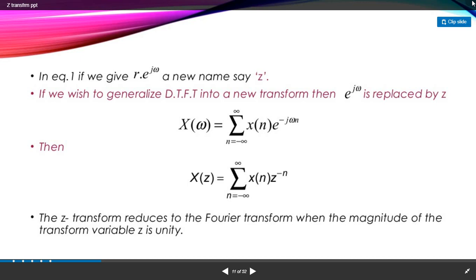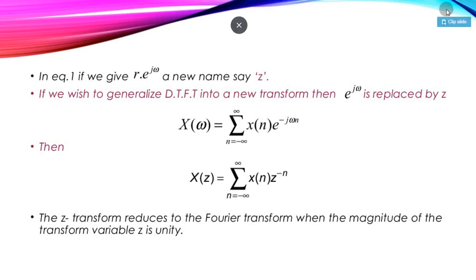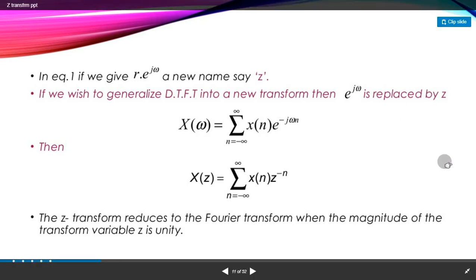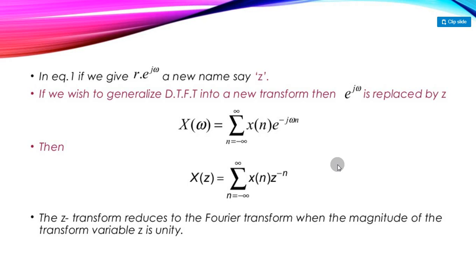Now after replacing e to the power minus j omega with Z, what we get is that the Z transform reduces to the Fourier transform when the magnitude of the transform variable Z is unity. That's the basic reality, and it is a very important line. When the value of Z is not unity, we take a step ahead and solve the problem using the Z transform.